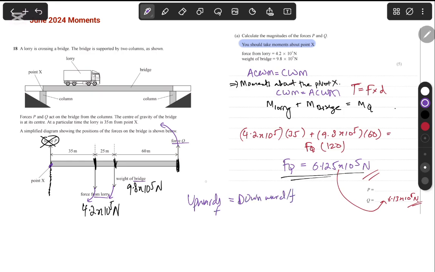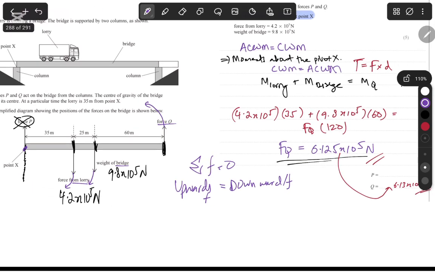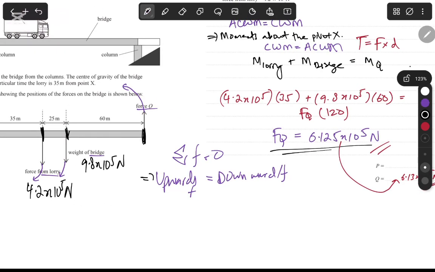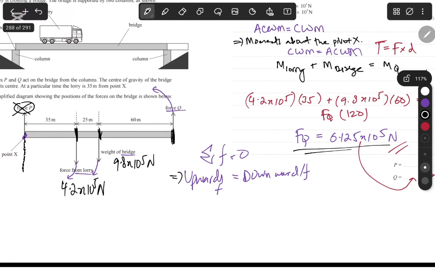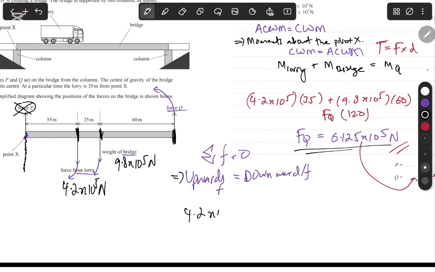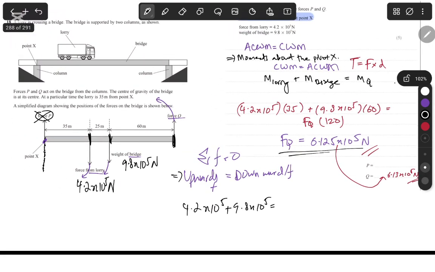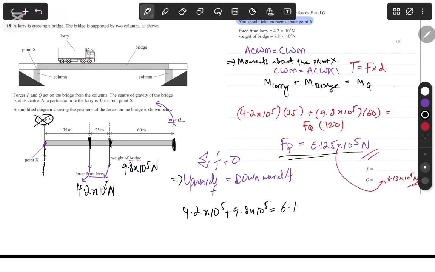Okay. Or you can also use the net resultant force equals 0. Both are the same thing. So I'm going to use the upward forces equal the downward forces. So I'm going to write 4.2 times 10 to the power of 5 plus 9.8 times 10 to the power of 5 is equal to the two upward forces, one of which we found, 6.13 times 10 to the power of 5, plus force P Q.